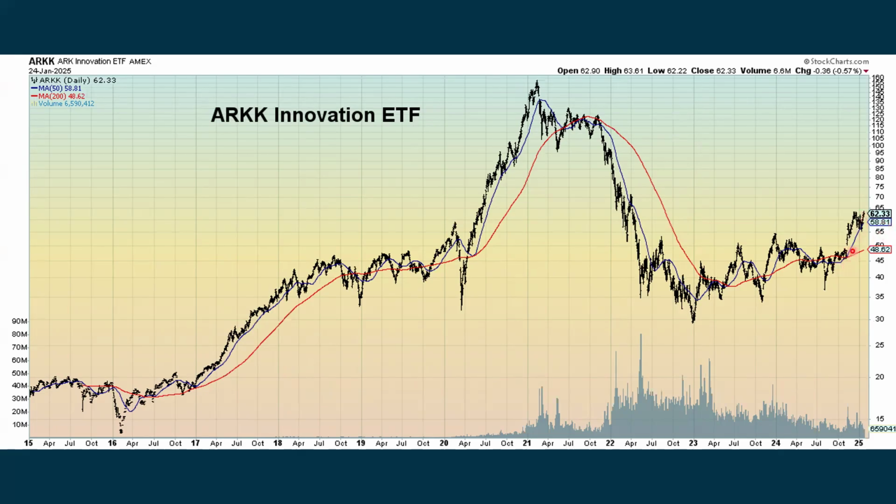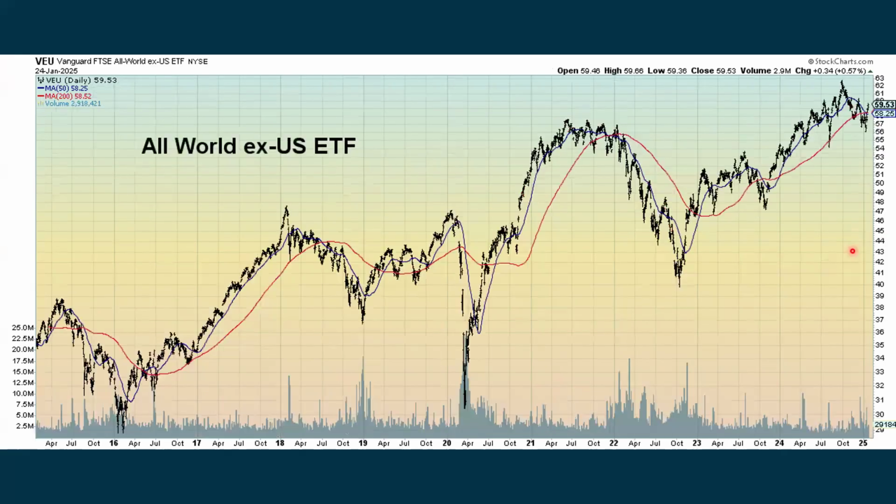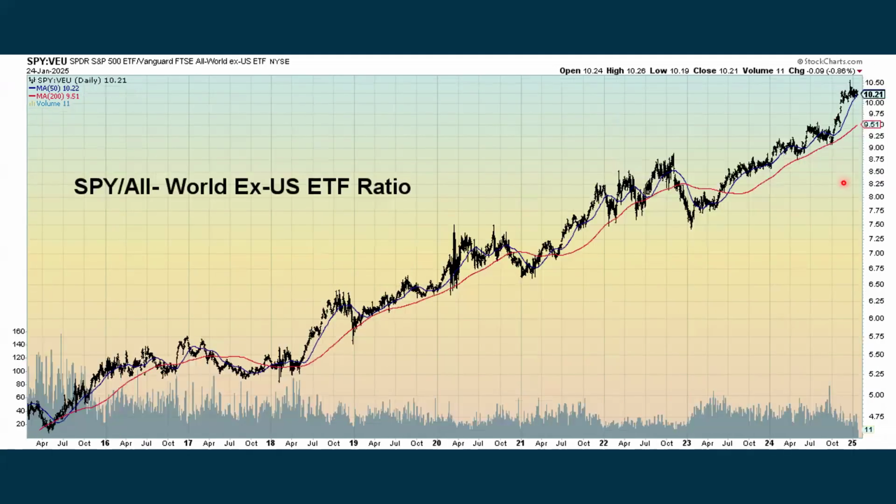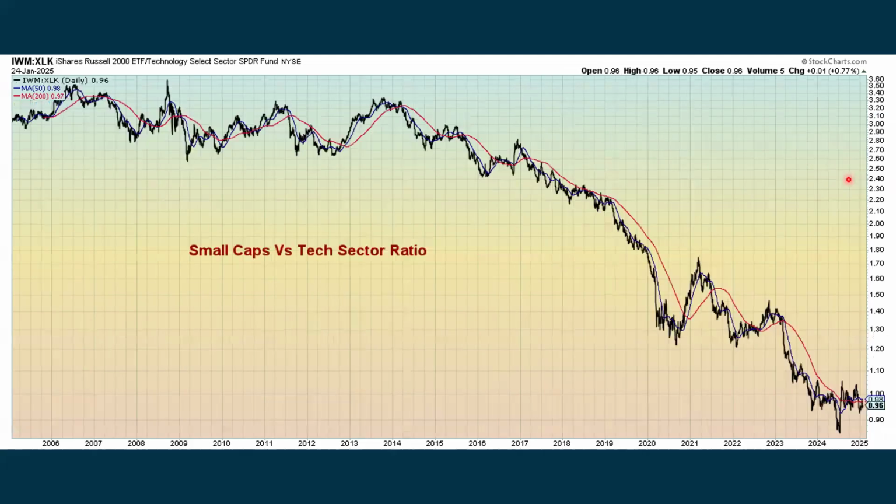We look at the all world ETF, which excludes US stocks. These are starting to go into a downtrend. We fell below the 200-day moving average. We're bouncing back up, but the blue line's starting to cross below the red line, which is a death cross. But when you take US stocks into account, clearly US stocks are outperforming the rest of the world stocks.